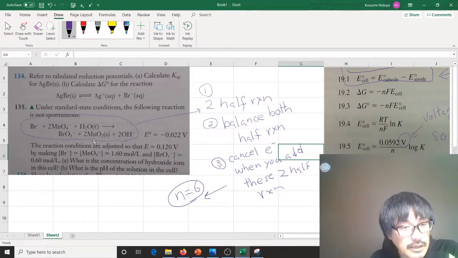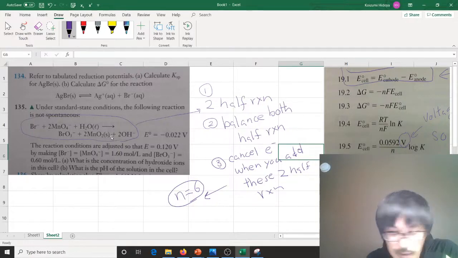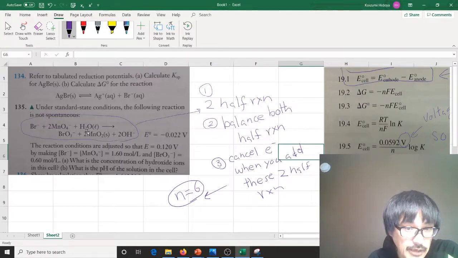You may not actually get the exact same things in your balanced equations. That's because this is in a basic solution. I was explaining that in today's lecture: how to convert the acidic environment into the basic environment, right? Just by adding H2O, becoming OH minus and H plus, and then cancel the H plus to produce the OH minus in the right way.